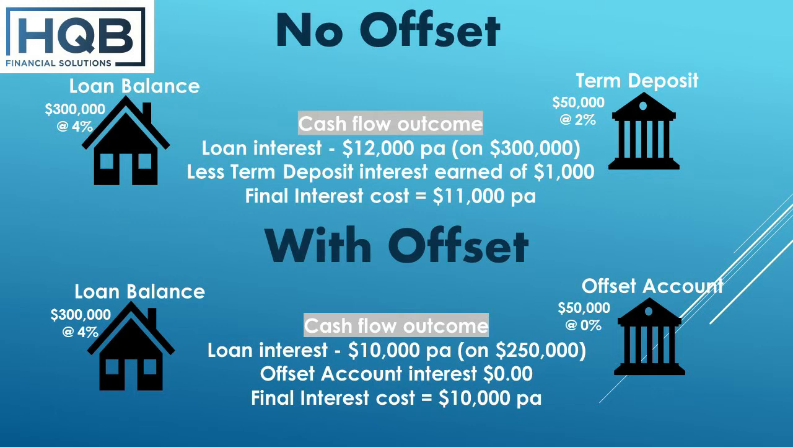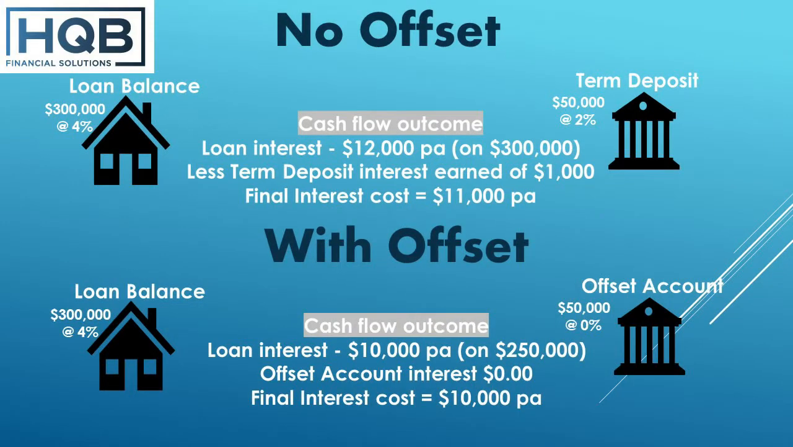Now underneath that, same example but with the use of an offset account. You can see on the left hand side we have loan balance $300,000 again at 4%, and on the right hand side the offset account. So same amount of money, but of course the offset account itself doesn't receive any interest. Now looking at the same figures, the big standout is that the loan interest is now $10,000. The reason for that is the loan balance of $300,000 is effectively reduced by $50,000 because of the money that sits in that offset account.